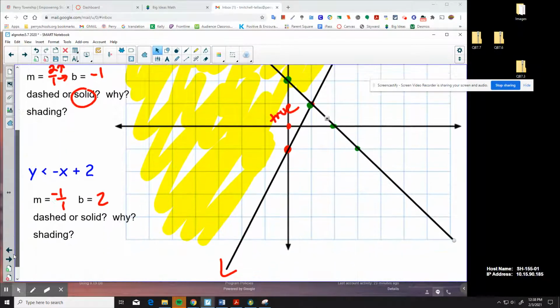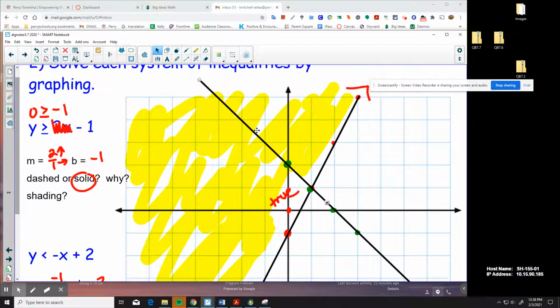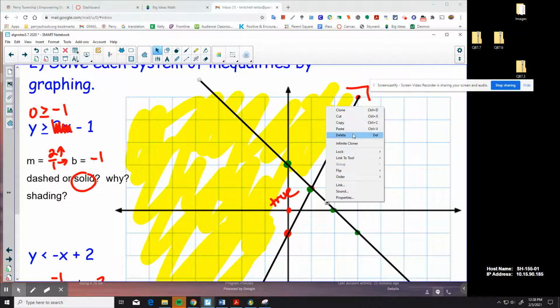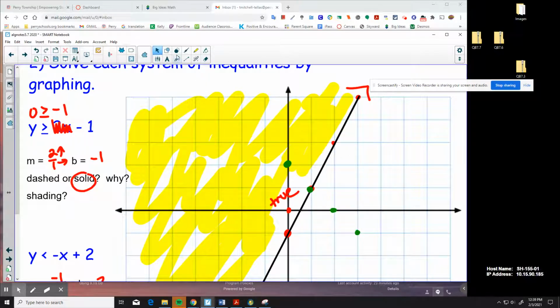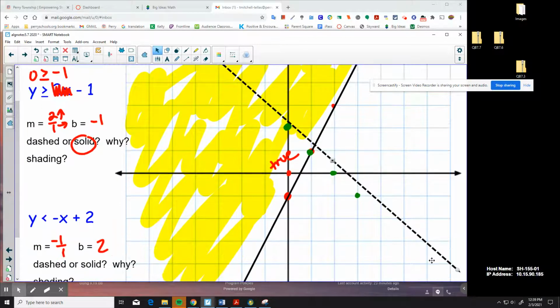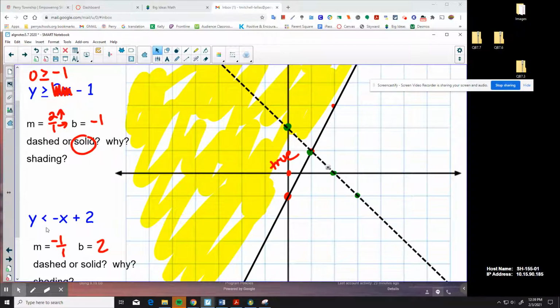All right. So it was solid or dashed. Oh, this one was dashed. I need a different line because it's a dashed line, not a solid. So let's pick a different line. Let's go with that one. Having a little trouble with the line function. There we go. That's better.